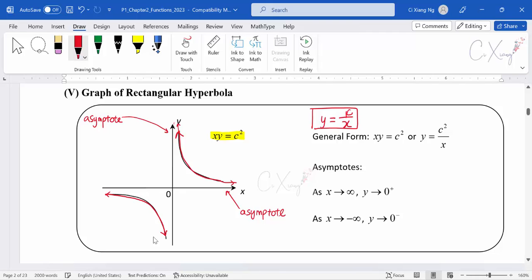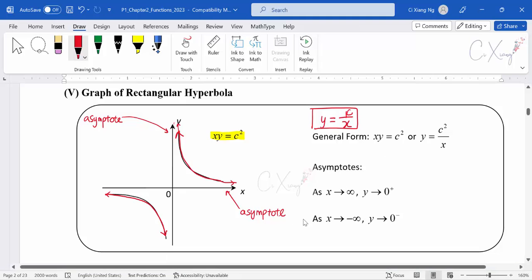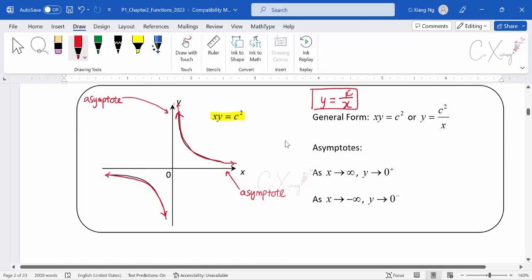So in general, the graph of a rectangular hyperbola will usually have asymptotes. This is the basic shape for the graph y equals c over x, or y equals 1 over x. This is one of the patterns for the rectangular hyperbola.